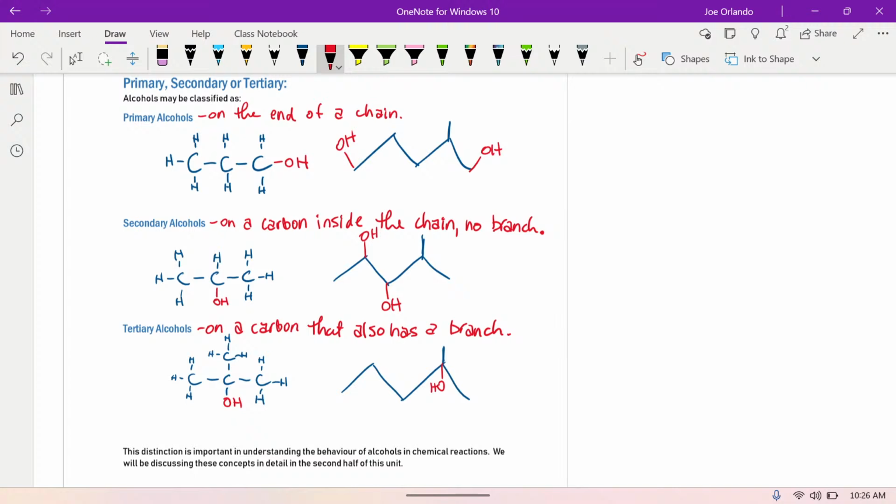It can be on the end of a chain, in which case we call it primary. It can be inside the chain, but with that hydrogen across from it, not a branch on the chain. We call that secondary. And then it can be inside the carbon chain with a branch across from it, and in that case it will be tertiary.